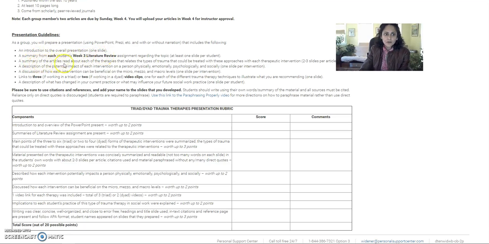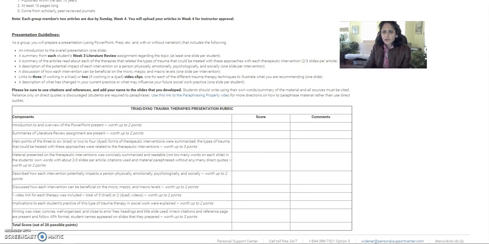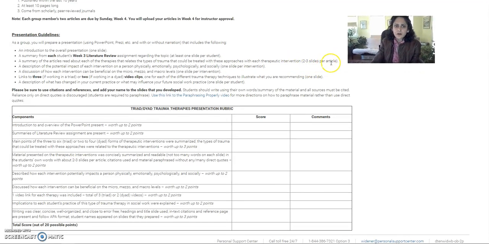Then a summary of the articles read about each of the therapies that relates the type of trauma that could be treated with these approaches with each therapeutic intervention. So 2 to 3 slides per article. So if you have chosen one article with one therapeutic intervention, you could have at least 2 slides describing the intervention, how it helps, etc.